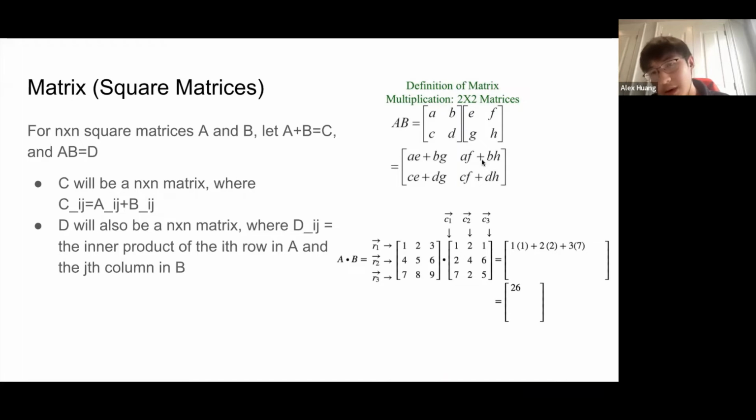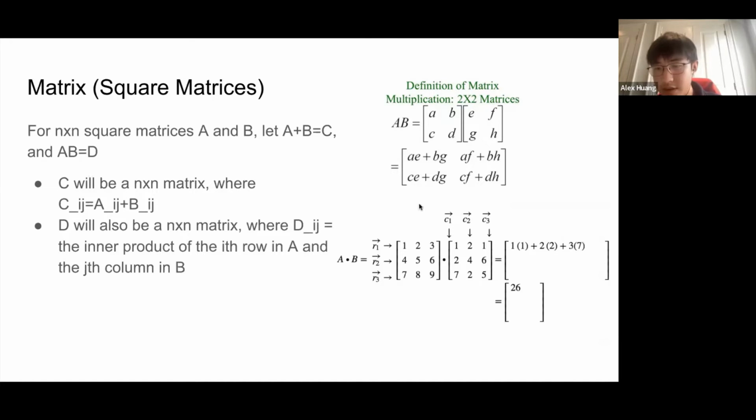You also do the inner product, which is A times F, because A and F are the first entries in the first row of A and the second column of B, and then plus B times H, because B and H are the second entries in the first row of A and the second column of B. And you do this generally, you get the product of matrices. And that's how we define multiplication in matrix.